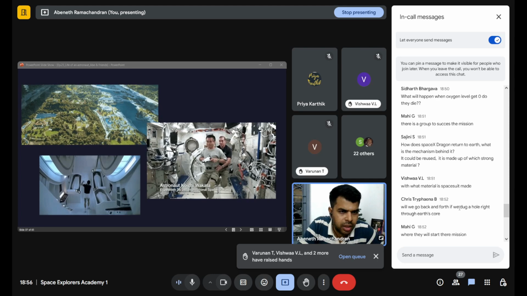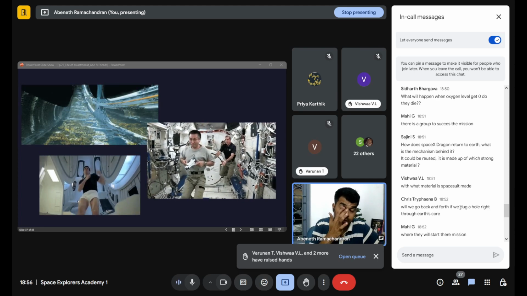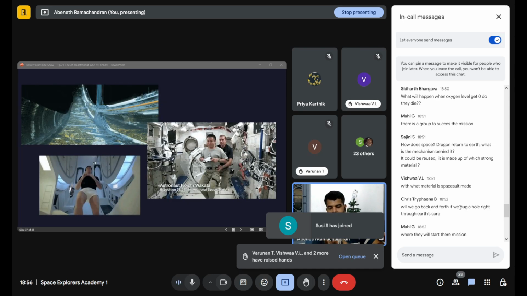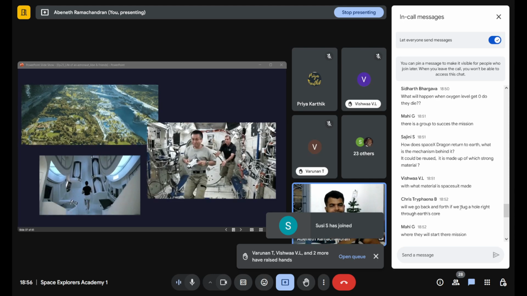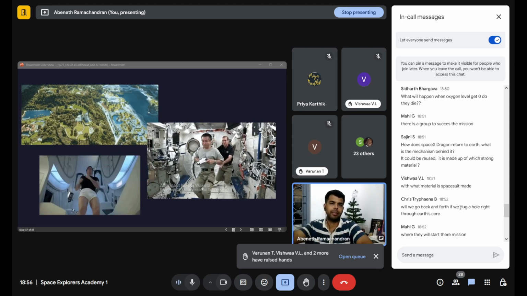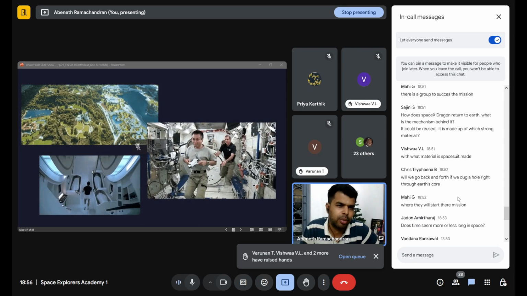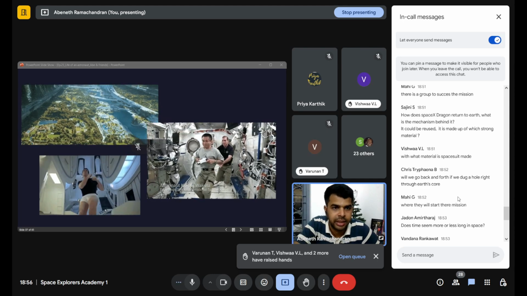What is the spacesuit made of? Okay, so the spacesuit is made up of Kevlar and Kapton. Kevlar and Kapton are two materials which are very tough and very thick. It can even stop a bullet from entering the spacesuit. It's a bulletproof material actually. That is how thick it is.